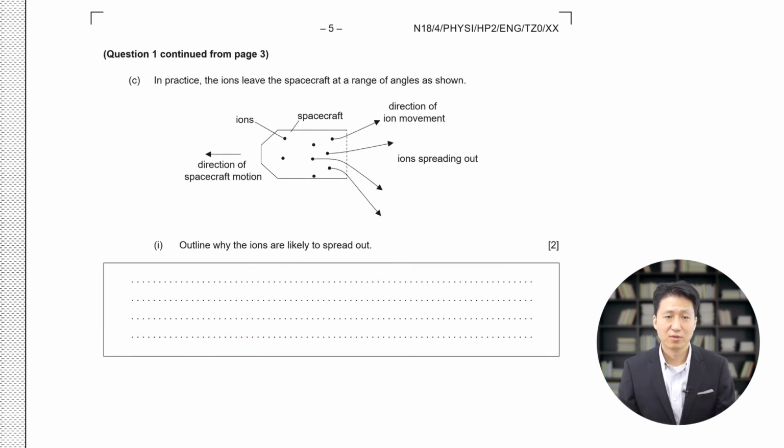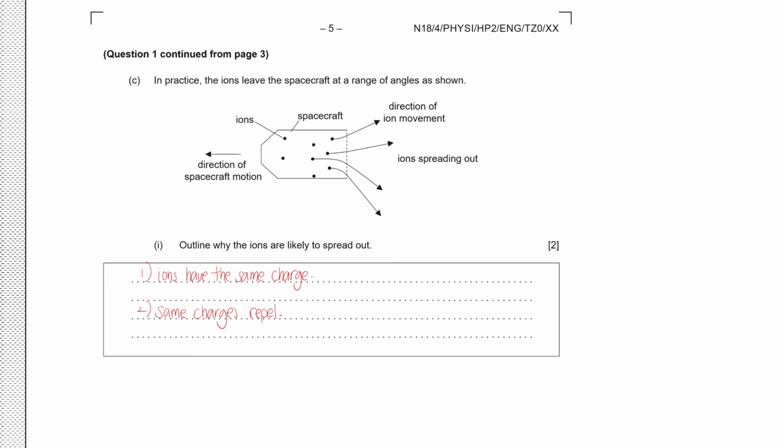Part C1 says outline why the ions are likely to spread out. And you can see here that 1, the ions have the same charge. 2, if they have the same charge, they have to repel. So you always have to have a reason and a conclusion. The reason is that the ions have the same charge, and the conclusion is that because they have the same charge, they repel.